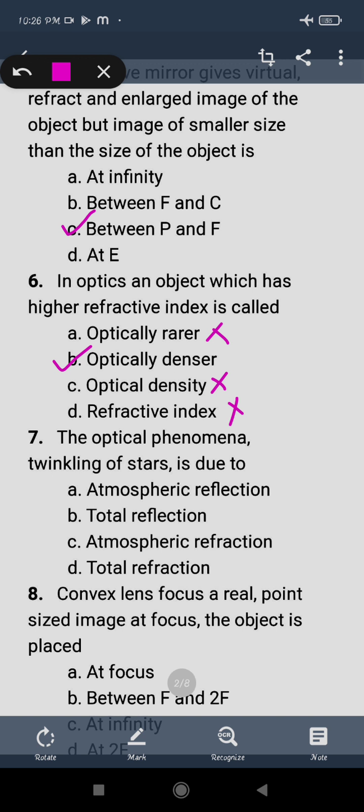So this is due to atmospheric refraction, not reflection. It will be refraction because the light is passing through different mediums, and there will be some deviation in the light ray, that is, it gets bent. This bending of the light ray is said to be refraction, and this happens in the atmosphere, so it will be atmospheric refraction.